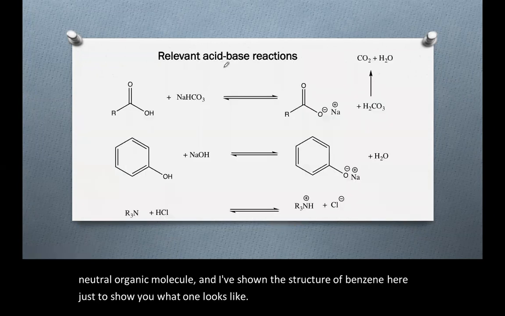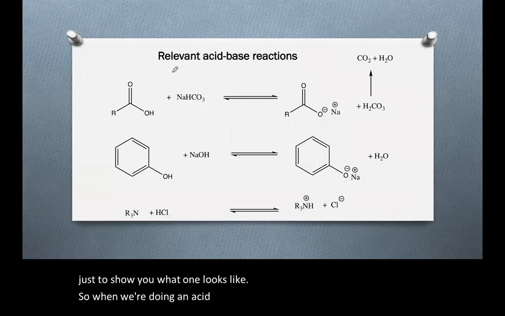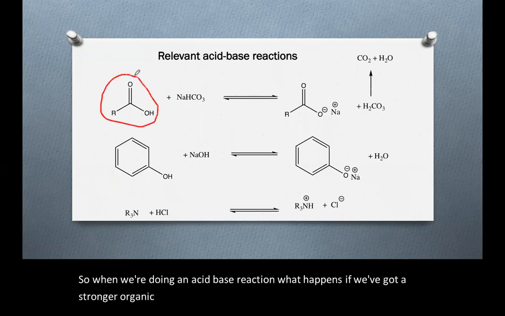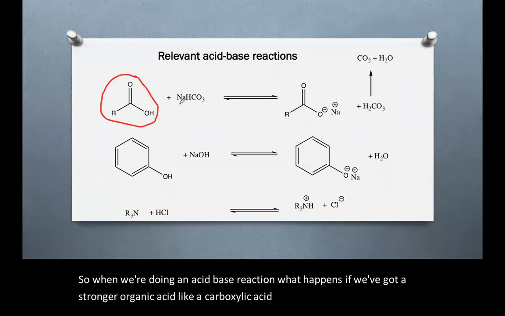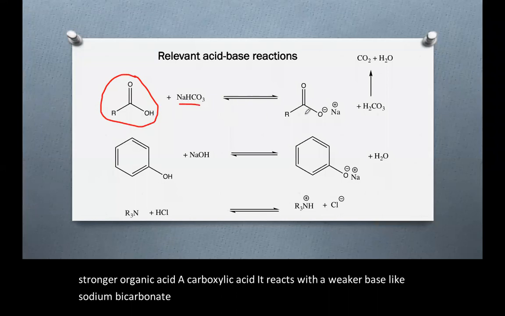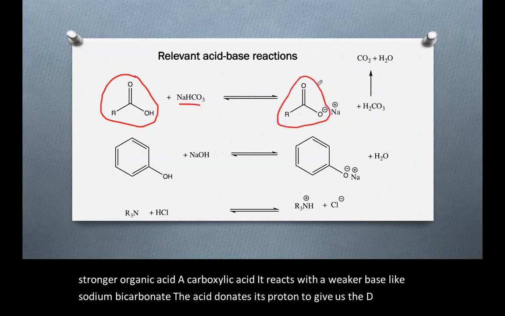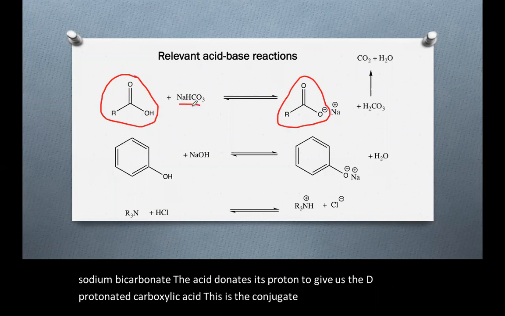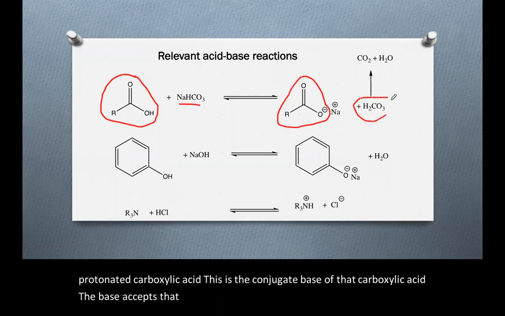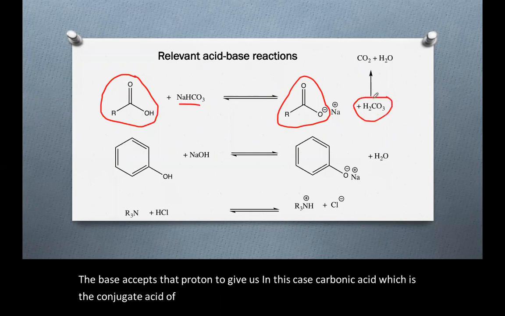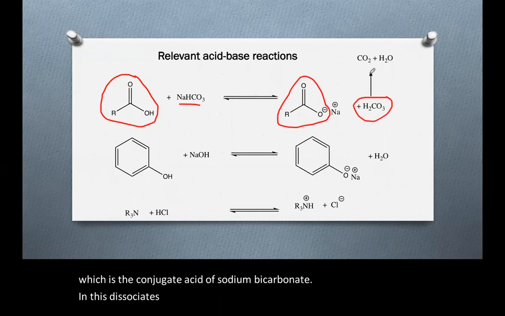Okay, so when we're doing an acid and base reaction, what happens? If we've got a stronger organic acid, like a carboxylic acid, it reacts with a weaker base, like sodium bicarbonate. The acid donates its proton to give us the deprotonated carboxylic acid. This is the conjugate base of that carboxylic acid. The base accepts that proton to give us, in this case, carbonic acid, which is the conjugate acid of sodium bicarbonate, and this dissociates in solution to carbon dioxide and water.